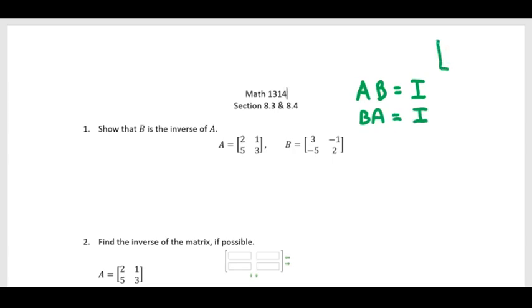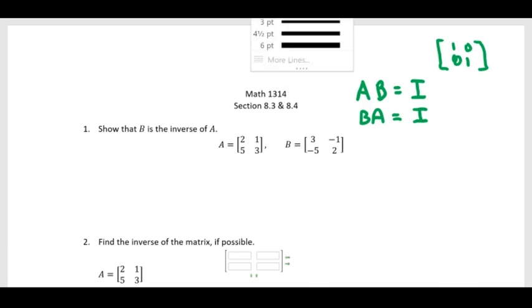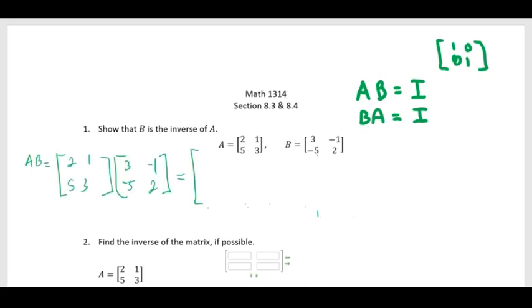The identity matrix is the matrix that has ones in the diagonal and 0 everywhere else. So this is the 2 by 2 identity matrix. Okay, so first we're going to multiply A times B, and that's going to be equal to some matrix.